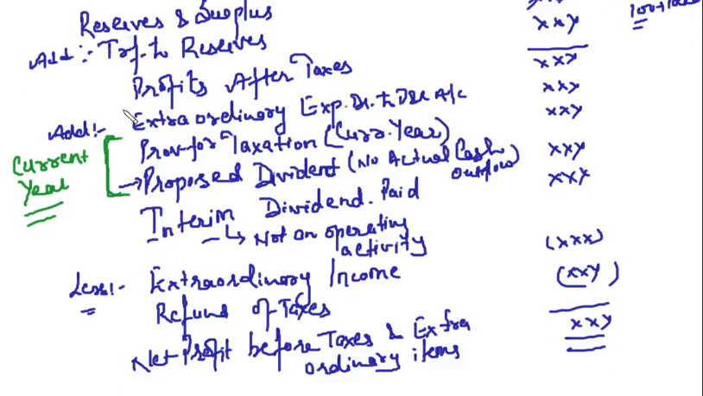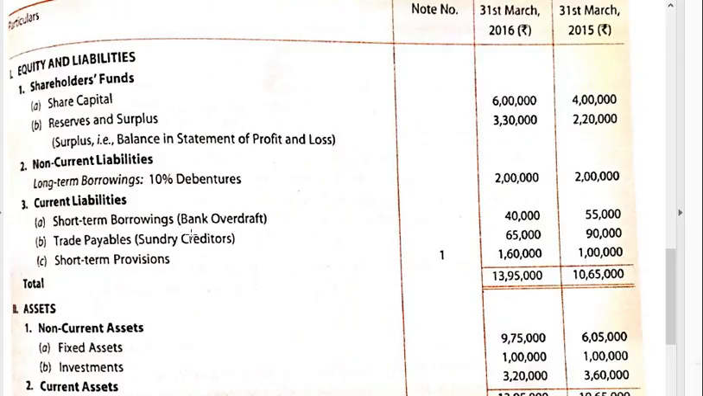So let's see a small practical problem on this. You are given the balance sheet as at 31st March 2015 and 31st March 2016. Equity and liabilities, shareholders' funds, share capital we are given. Then we are given reserves and surplus. What is the current year reserves? 3,30,000. Last year it was 2,20,000.